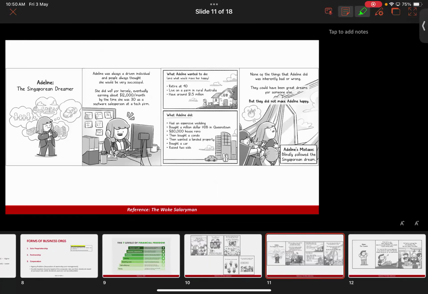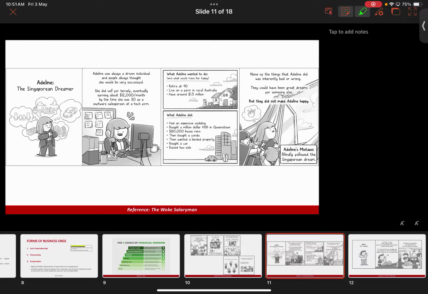The first person over here, Adeline. Here you can see that she has a good job. She was always a driven individual, and everyone felt that she would be successful, and she did well for herself, earning about 12,000 per month. That's quite high. By the time she was 30, she was already a software salesperson at a tech firm. So she wanted to retire early.